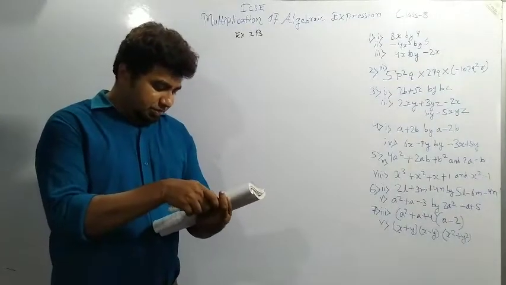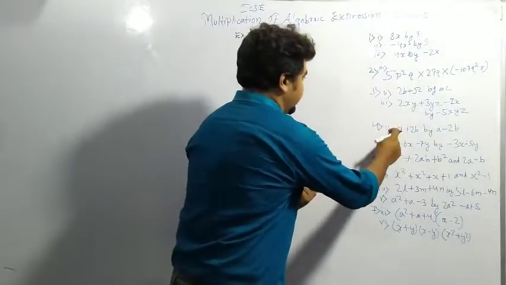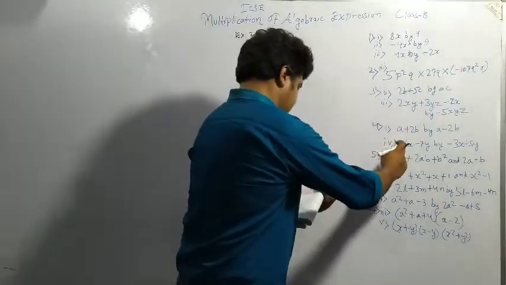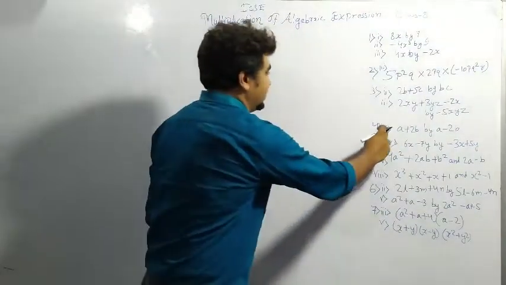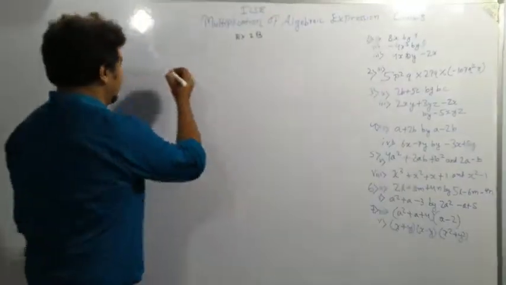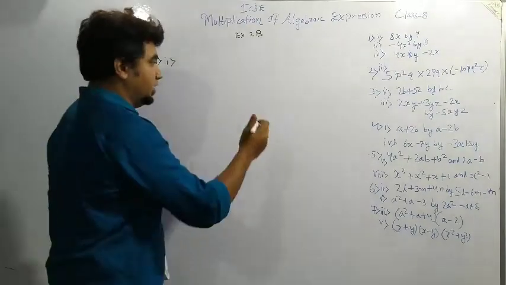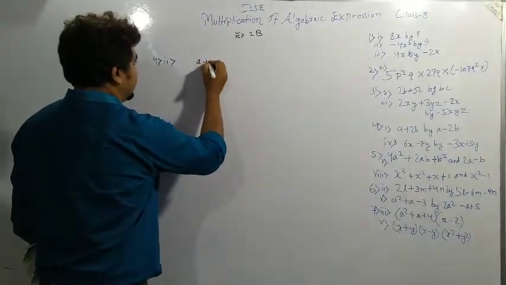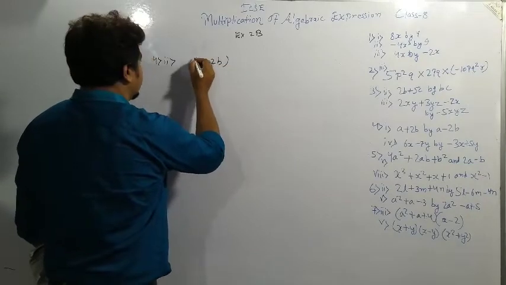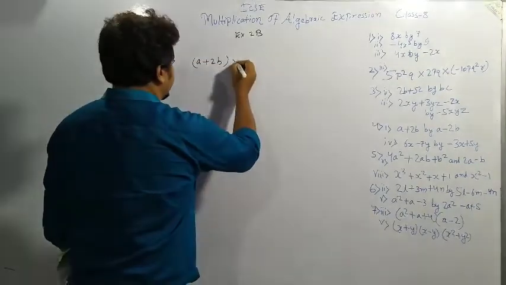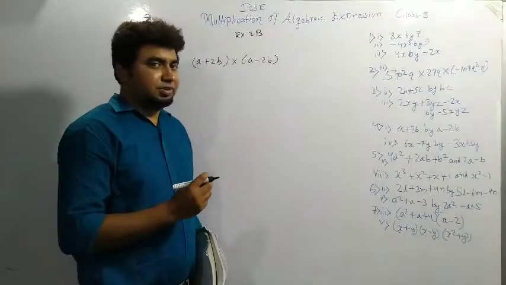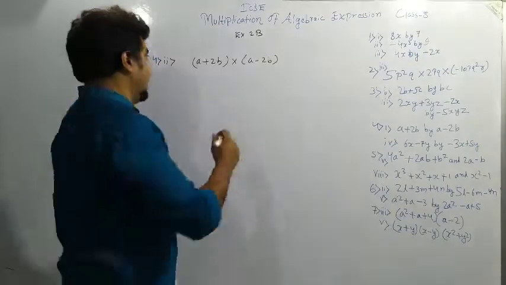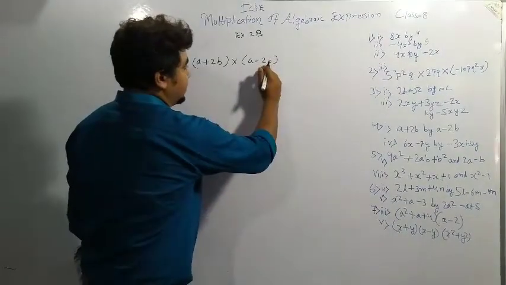Okay, now we'll be solving question number 4. This is basically bit 2. I have written bit 1 according to my choice, but this is bit 2, so 4 bit 2 according to the book number. So a plus 2b into a minus 2b. How can we multiply this? Here there are two terms, and this is a polynomial, and this is also a polynomial.